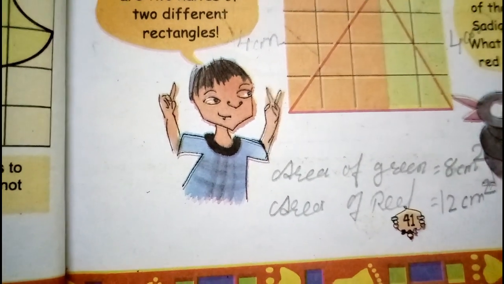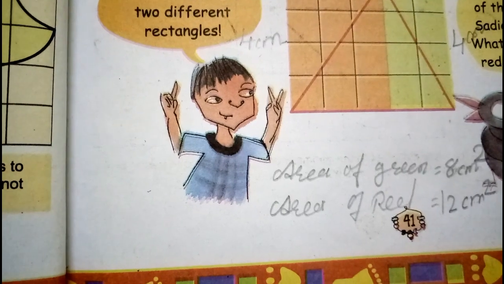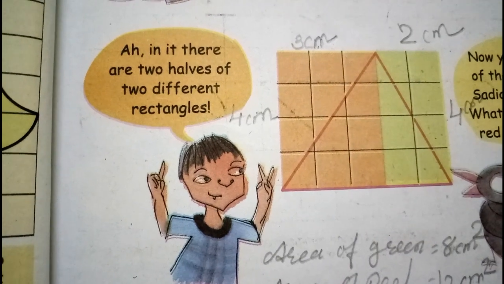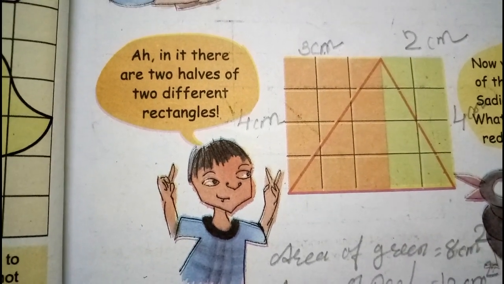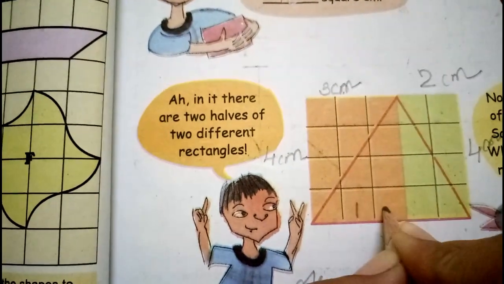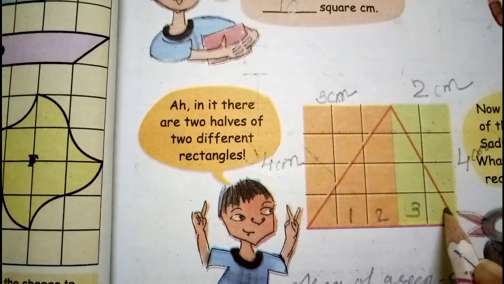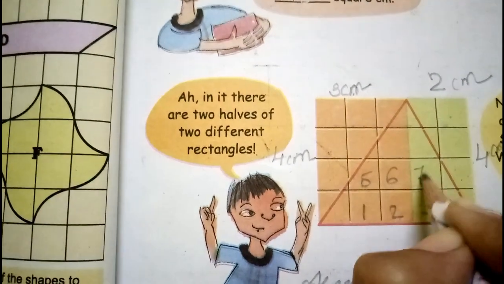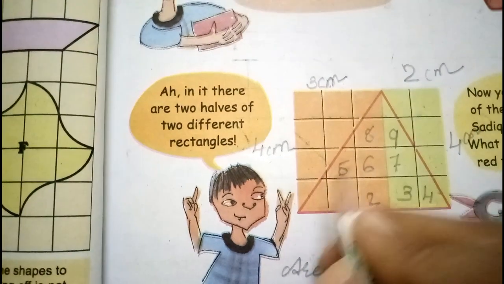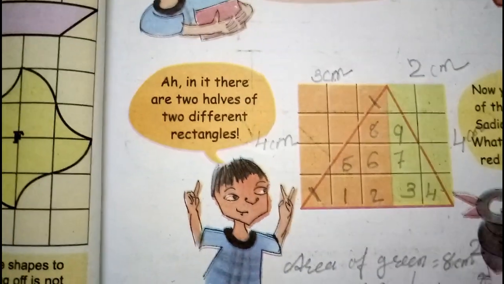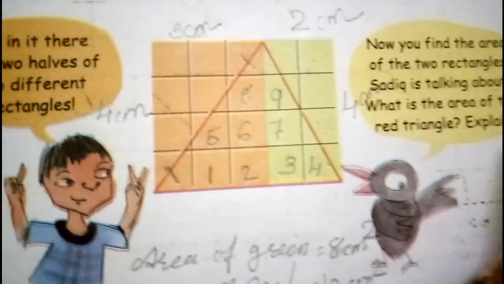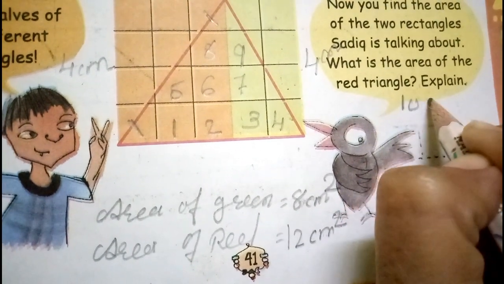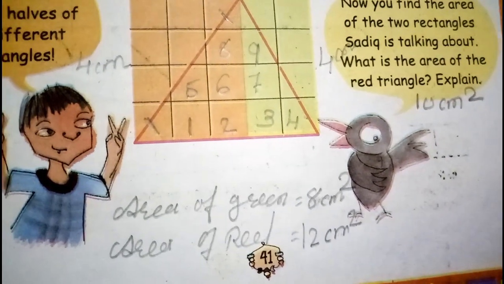Okay. We already learned how to find the area of an irregular shape. Okay. Now see the triangle is given. First what will we see? We will see the complete squares first. Okay. So let's count here. 1, 2, 3. It is more than half. 4, 5, 6, 7, 8 and 9. And this half and this half. So total 10 square centimeter. So what is the area of the red triangle? The area of the red triangle is 10 square centimeter.